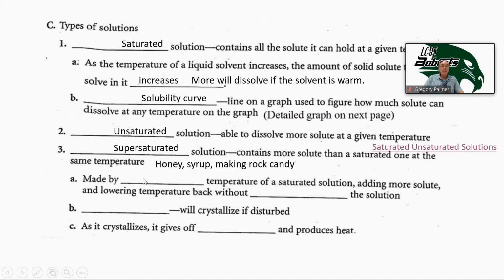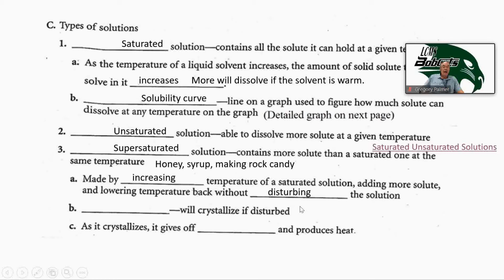So it contains more solute than a saturated one at the same temperature. And it's made, so honey, syrup, rock candy are all made that way. Honey bees naturally do, and that's why if you leave it sit around, it begins to crystallize, because in the warmth of the hive, they've actually mixed more sugar into the water, into the solution, than should be there. It's made by increasing the temperature of a saturated one and adding more solute and getting it saturated at the higher temperature and then lowering the temperature back down without disturbing the solution.